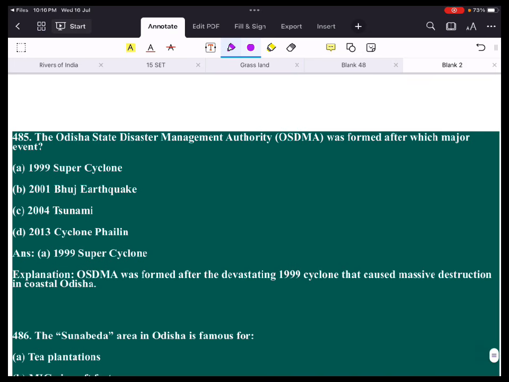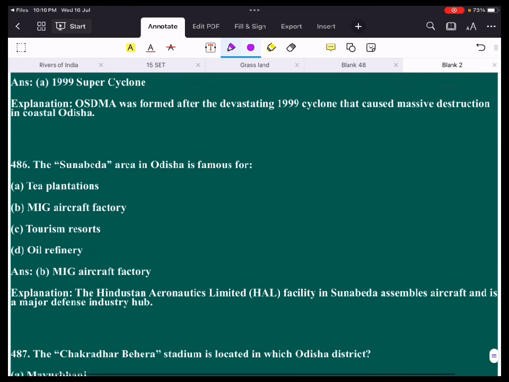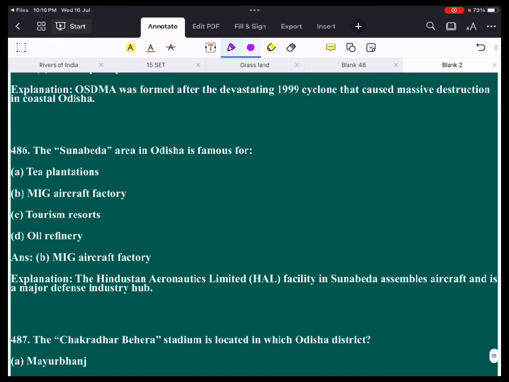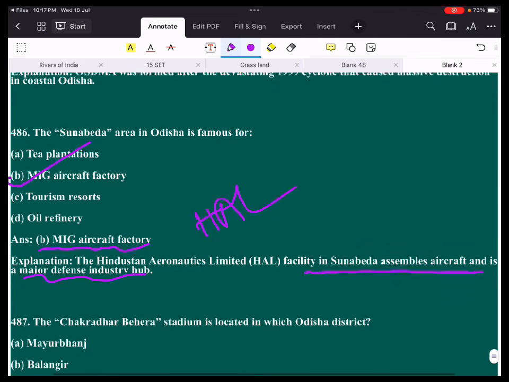The Odisha State Disaster Management Authority was formed after which major event? That is the 1999 super cyclone. Option A. The Sunabeda area in Odisha is famous for the MiG aircraft factory. It is HAL. Option B. The Hindustan Aeronautics Limited facility in Sunabeda assembles aircraft and is a major defense industry hub.